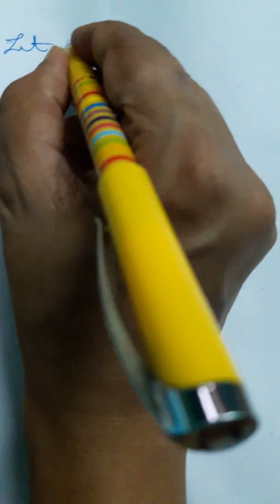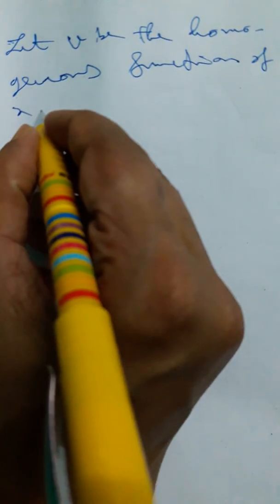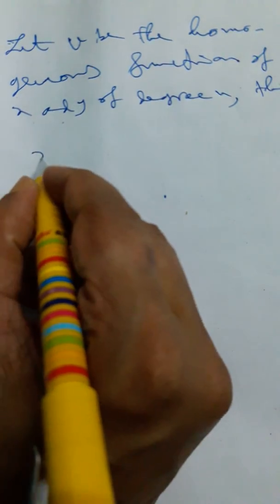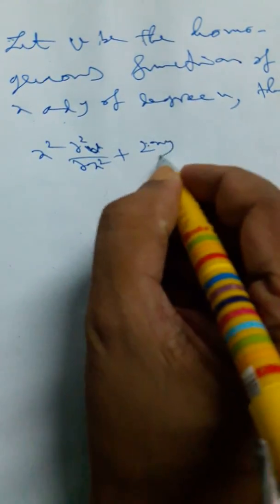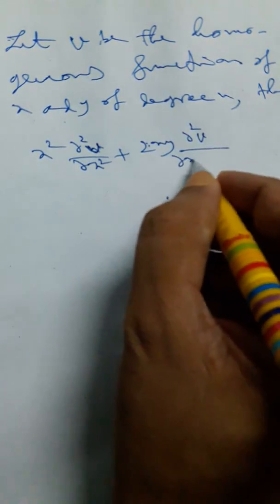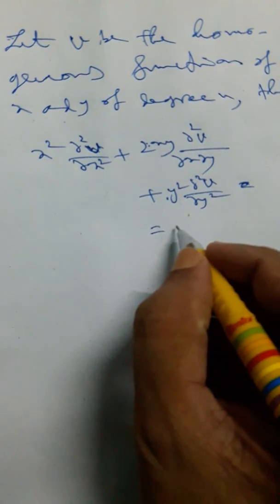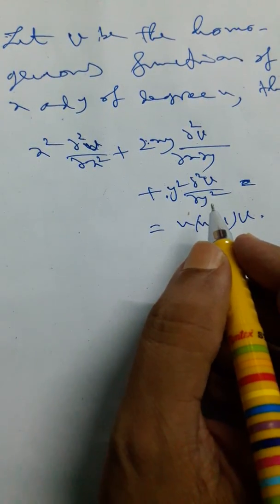Let V be the homogeneous function of x and y of degree n, then x² ∂²V/∂x² + 2xy ∂²V/∂x∂y + y² ∂²V/∂y² will be given as n(n-1)V. Here the conditions are that all partial derivatives of first and second order are supposed to be continuous.